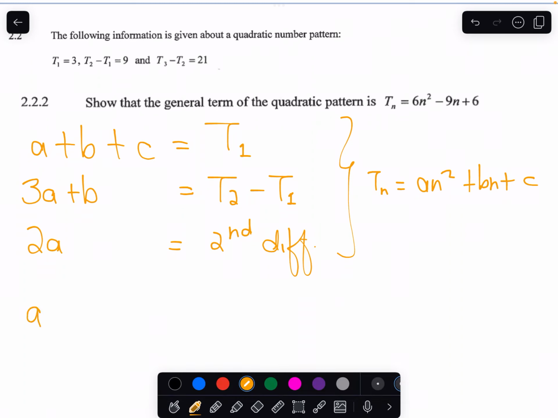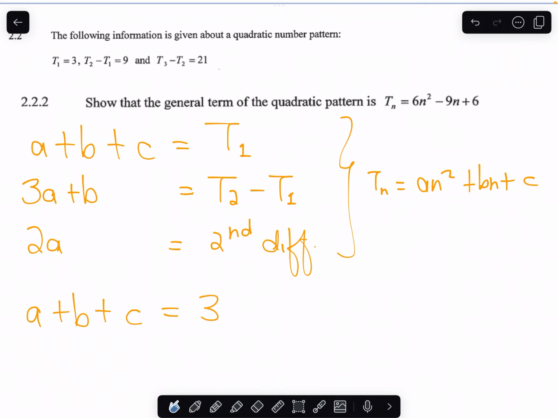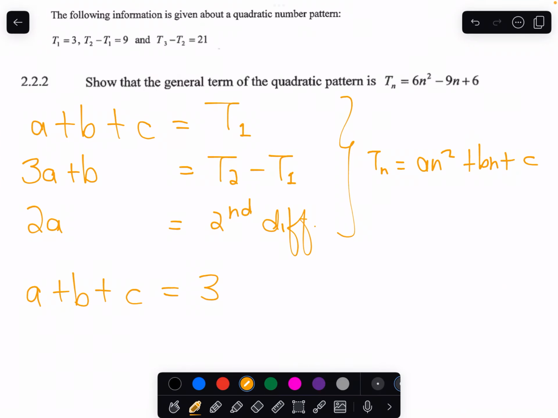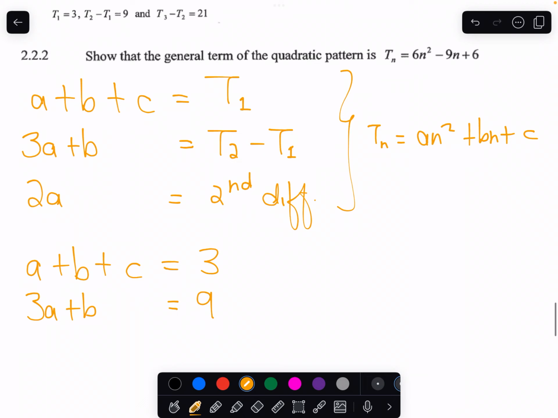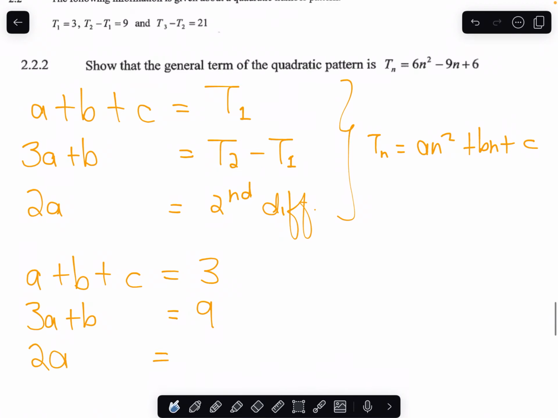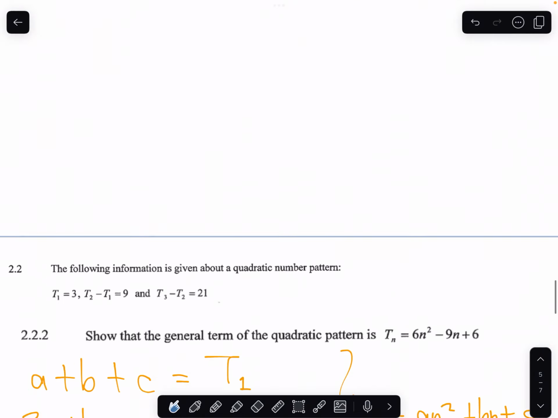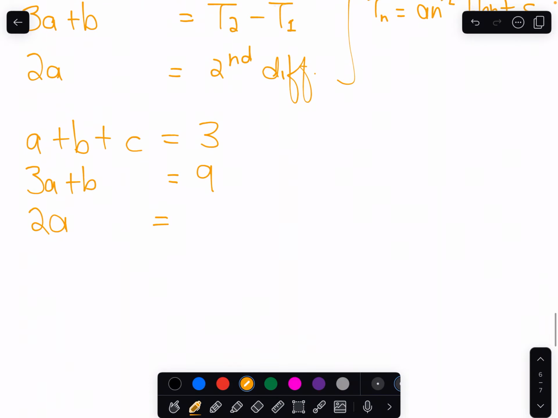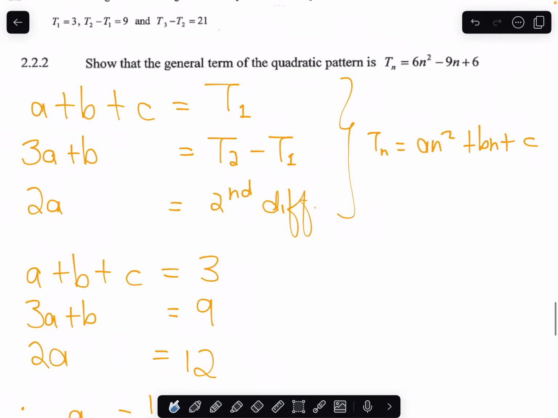So in our case, A plus B plus C is equal to term 1, which is 3. 3A plus B is equal to the first difference, which we're given as 9. And 2A is equal to the second difference, which we found to be 12. Okay, so therefore A is equal to 12 over 2, which is equal to 6. And that's already looking good.